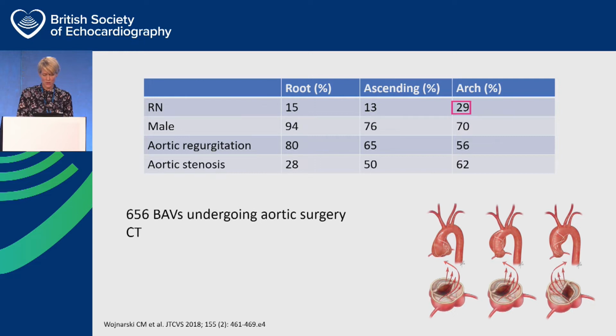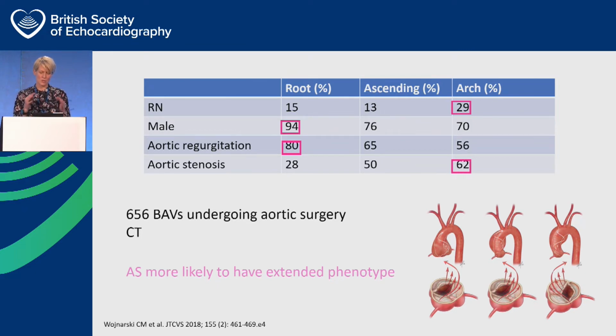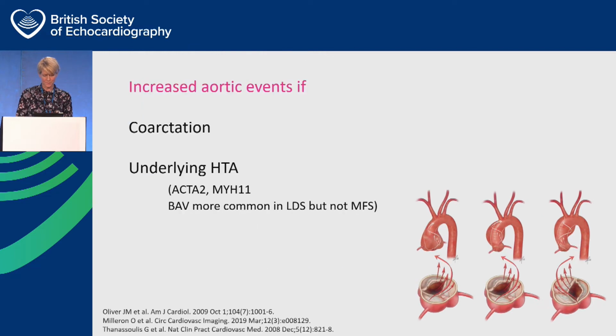And you can see here that the arch phenotype is really favoured by the right non, and that's what I said, I think, before. So it's more ascending and arch. In men, it's the root. Aortic regurgitation, it's most commonly the root, and right and left, I think I said. And aortic stenosis, often it's the arch as well. So right and non and arch are the aortic stenotic type phenotypes that you see. And the aortic stenotics are more likely to have an extended phenotype.